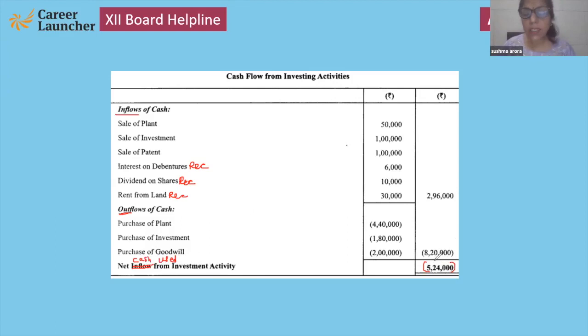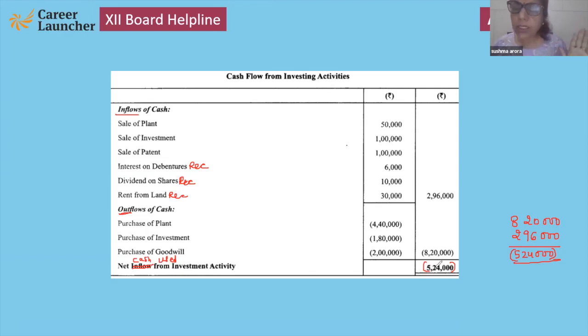How can we say net cash is used? Because the negative number is 8,20,000 and the positive number is 2,96,000, so that will come to 5,24,000. And as you know, outflow we show in brackets. This is the easiest way: just add all inflow and deduct all outflow.